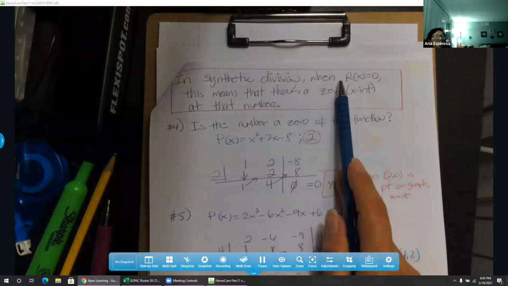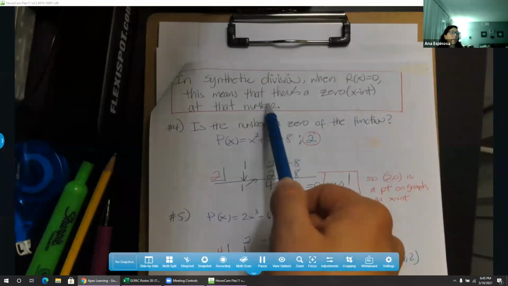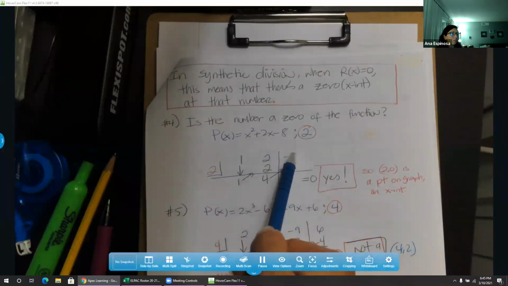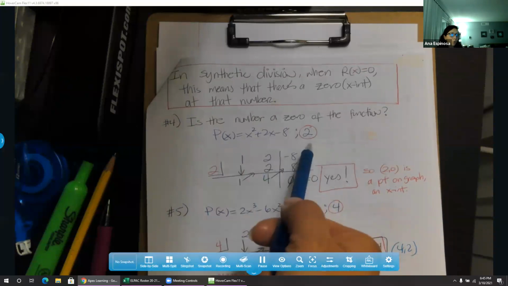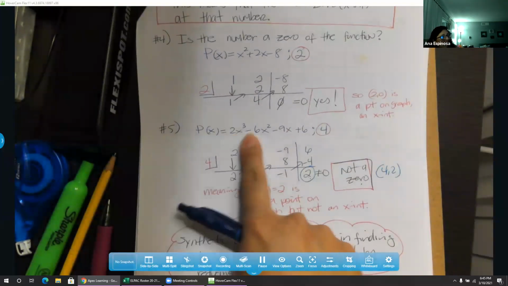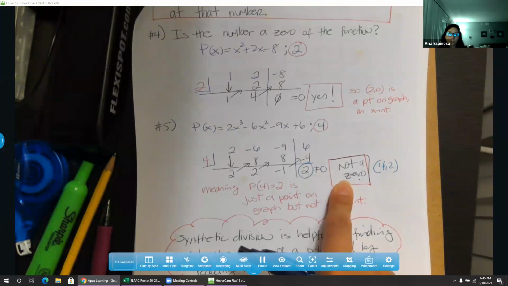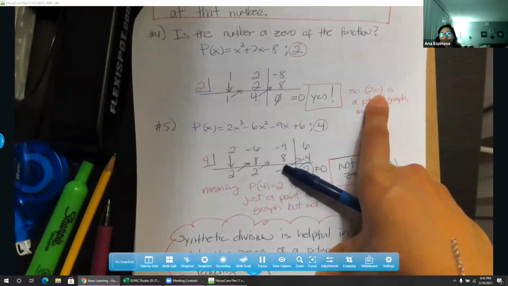In synthetic division, when the remainder is 0, which I already stated, this means that there is a 0 or an x-intercept at that number. So if I take this polynomial, I put the coefficients, I plug in a 2, and I end up with a 0, that means that yes, 2 is an x-intercept. So (2, 0) is a point on the graph, and it is one of the x-intercepts. If I ask you to test it for 4, and I don't end up with a 0, it means it is not a 0. It just means that (4, 2) is a dot on the graph, but it's just a random dot that is not on the x-axis. If it is on the x-axis, the y has to be 0.